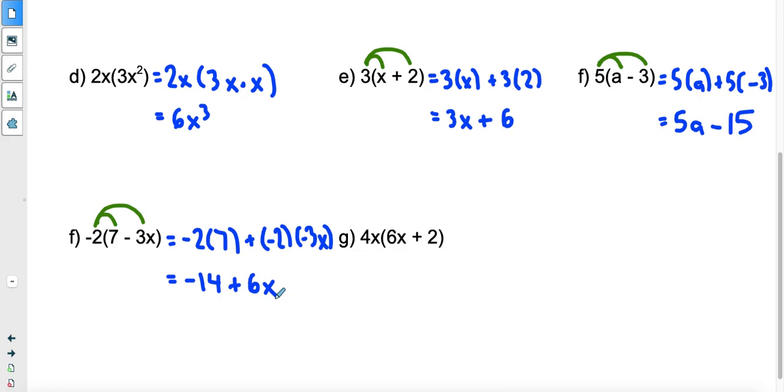Last example here. 4x times 6x plus 2. Again, just like before, I'm going to take what's on the outside of the brackets, the 4x, and multiply it by each term inside of the brackets. So here in this example, I'm going to take the 4x and multiply that by 6x. And I'm going to take the 4x and multiply that by 2.